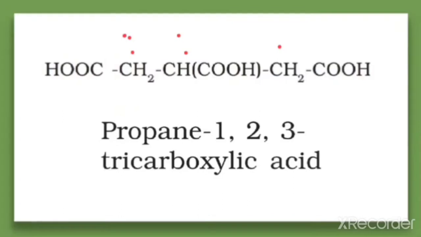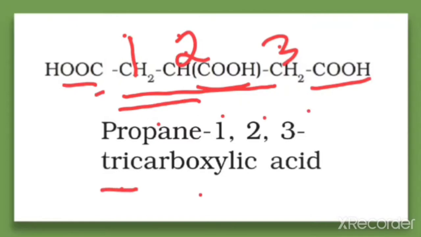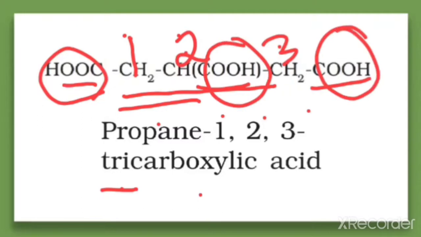First carbon, second carbon, third carbon. So here 3 carboxylic acid groups are there: one on the first carbon, one on the second carbon, and one on the third carbon. So on all the three carbons there is one acidic group. That's why the name is propane, the main chain, 1,2,3-tricarboxylic acid, because three carboxylic acids are there, therefore it is called tricarboxylic acid.